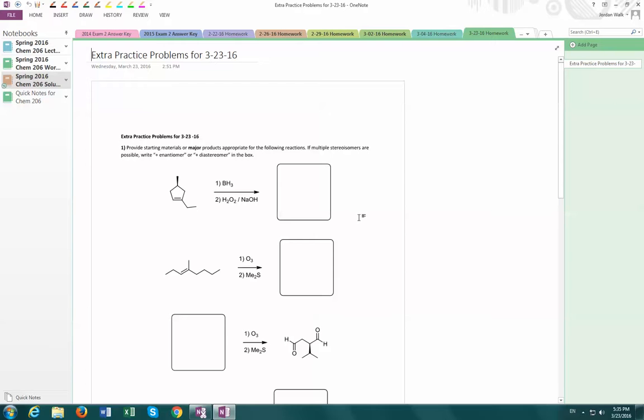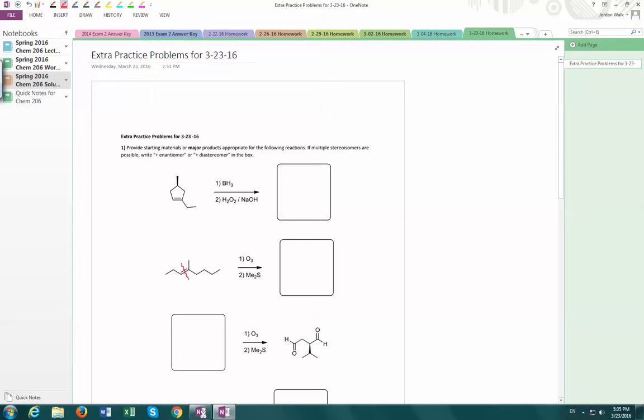All right, which one? The second one? Yeah, this one right here? Okay, so here's an example of an ozonolysis followed by a reductive workup. And so in talking about ozonolysis, it's all about what? Cleavage. It's all about cleavage.